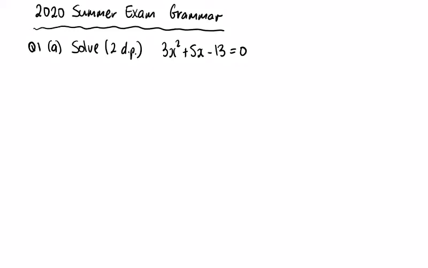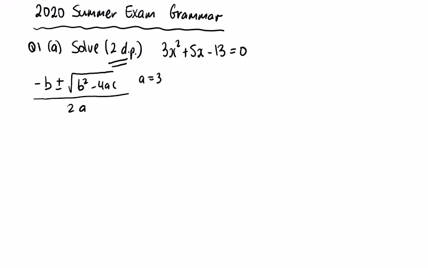These are the solutions to the summer 2020 exam. Question 1a, solve 3x squared plus 5x minus 13 and give your answer correct to 2 decimal places. So the clue is to use the quadratic formula. If you don't know it off by heart, you should at this stage. Otherwise, you'll go to the tables and get it.